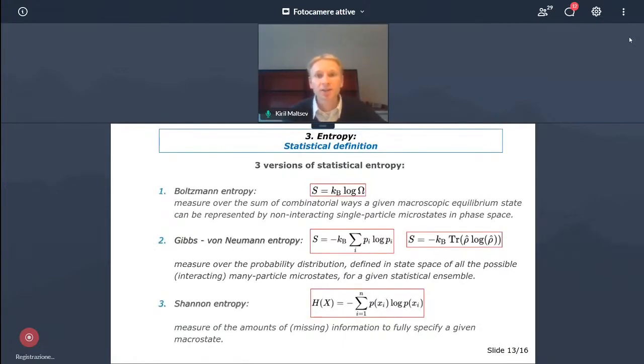So let's come to the final part, the statistical definition of entropy. There are three versions of statistical entropy already in statistical mechanics. The Boltzmann entropy is the measure of the sum of combinatorial ways a given macroscopic equilibrium state can be represented by non-interacting single particle microstates in phase space. The Gibbs von Neumann entropy is the measure of the probability distribution defined in state space of all the possible interacting many particle microstates for a given statistical canonical ensemble. And finally, the Shannon entropy is the measure of the amounts of missing information to fully specify a given macrostate.